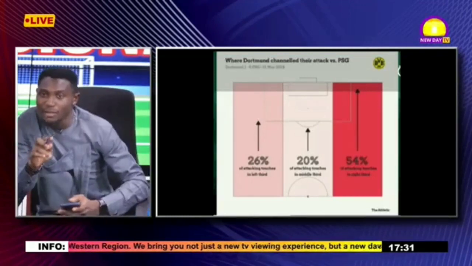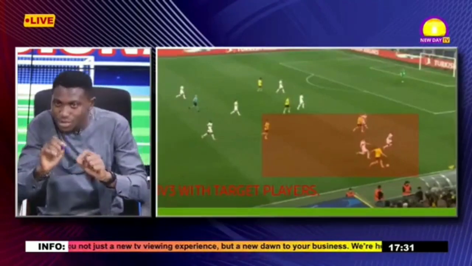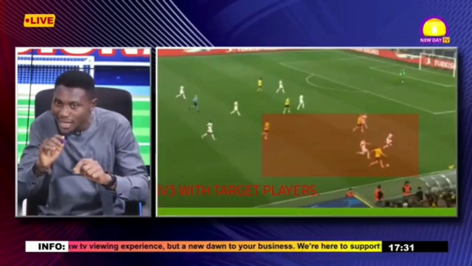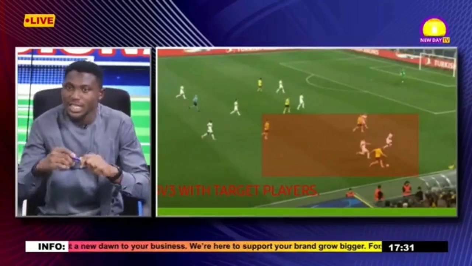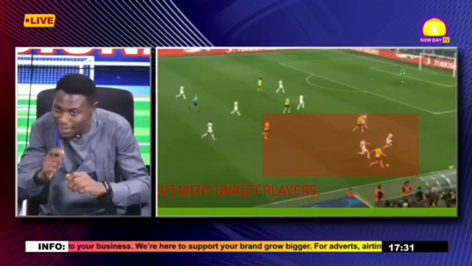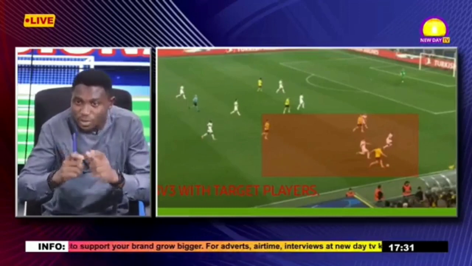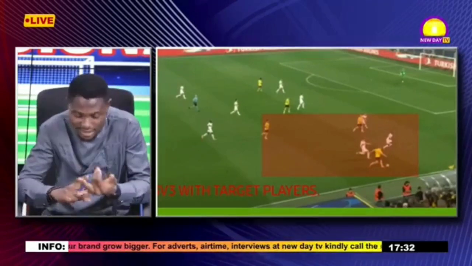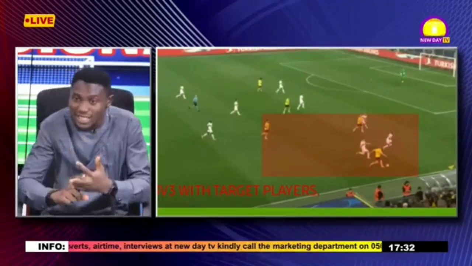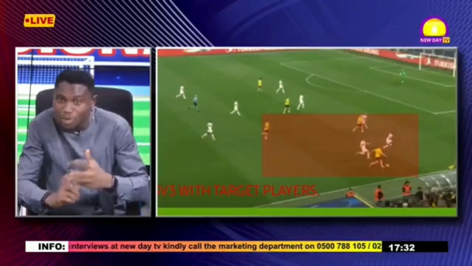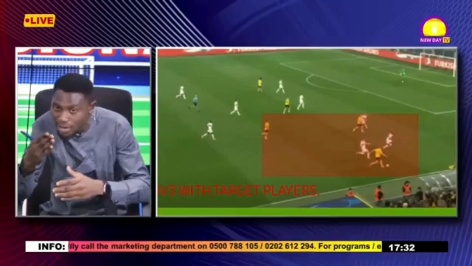Now on the right-hand side, what exactly did Borussia Dortmund do to PSG? They went boot to boot with PSG. It is the 3v3 with target players, and the target players Borussia Dortmund targeted in this game were Adeyemi and Nuno Mendes, Fabian Ruiz and Adeyemi and Hernandez. Lucas Hernandez and Nuno Mendes have a relationship that is not as strong as Marquinhos and Hakimi.